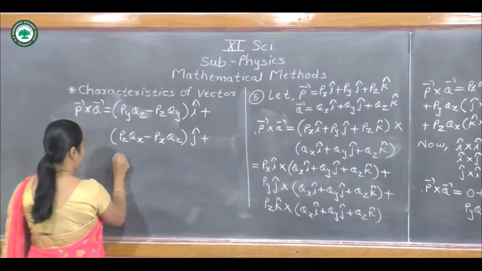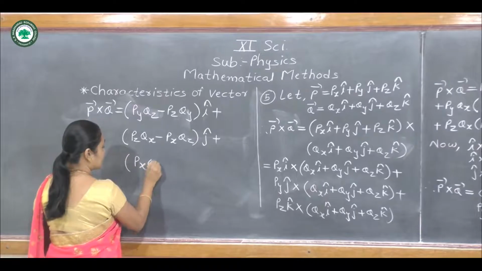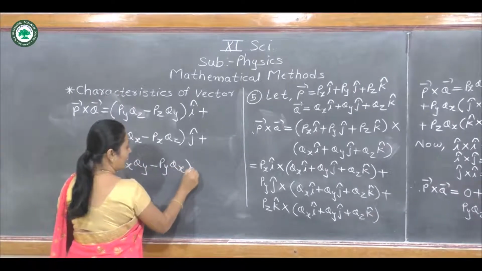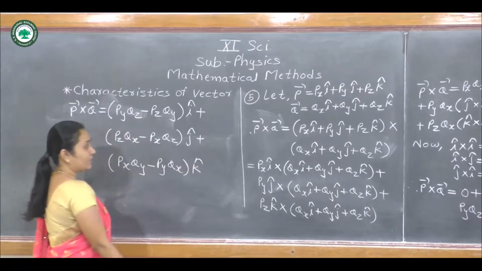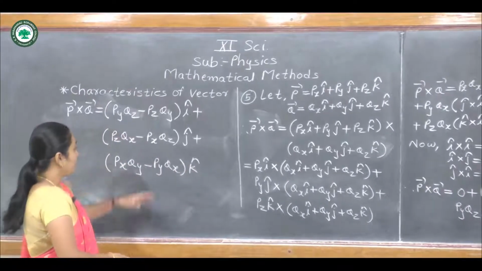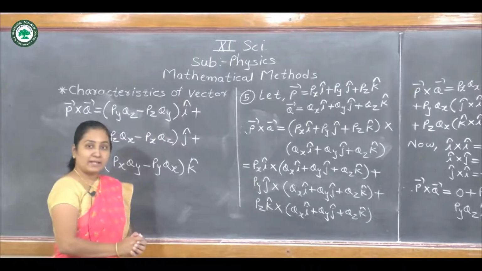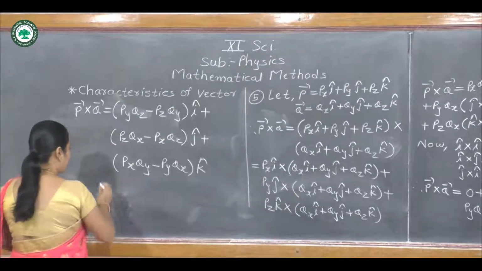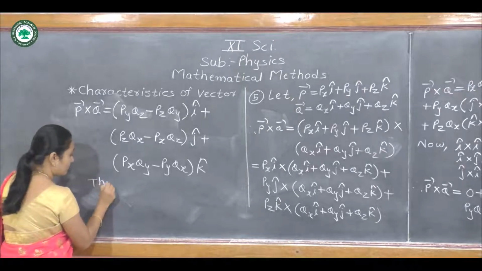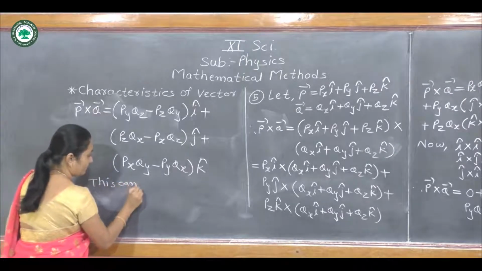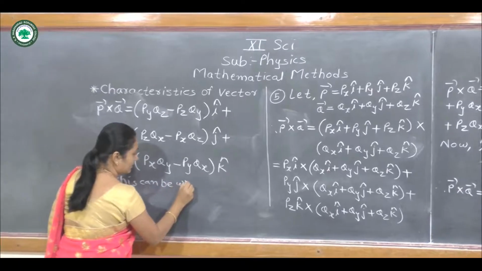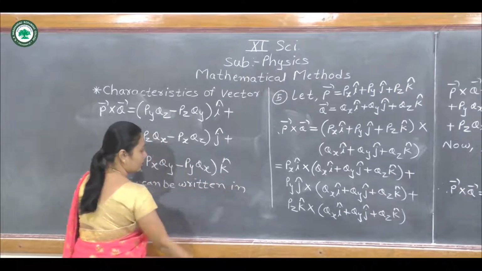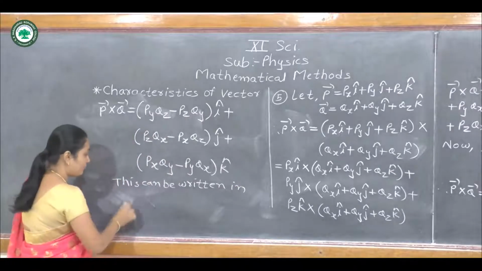So plus px qy minus py qx into k cap. So now these three we can write in determinant form.